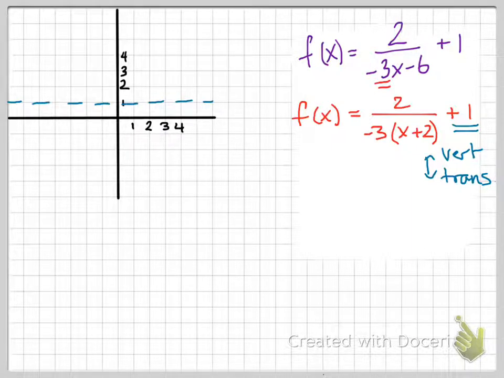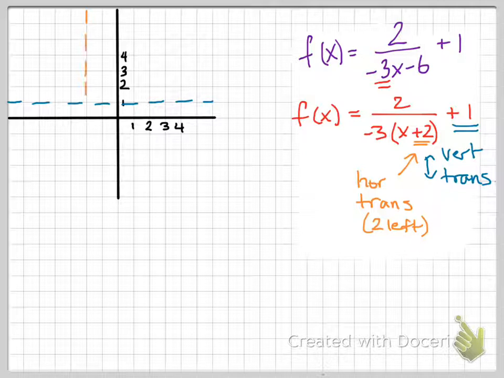Then the next thing we have to do is figure out what's happening to the vertical asymptote. Well, here is the horizontal translation, right? So this is actually moving 2 to the left, right? So that means that our vertical asymptote is back here, right?